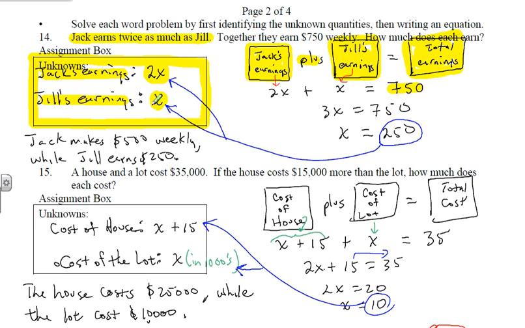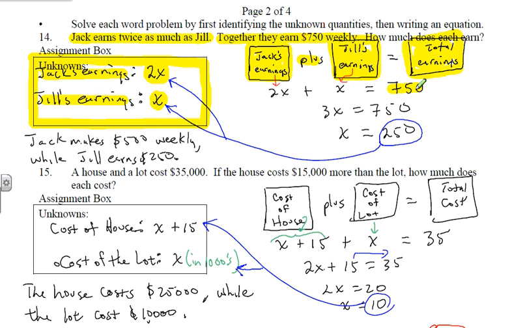So that's the setup. You see how I use an assignment box, put down the unknowns, and write expressions for them using only one variable. And then I look for another sentence in the word problem. In this case, it was the second sentence. It tells me how to write an equation. So I take the amount of money Jack makes by himself, add to that the amount of money that Jill makes by herself, and that should give me their total earnings, which in this case turns out to be $750.